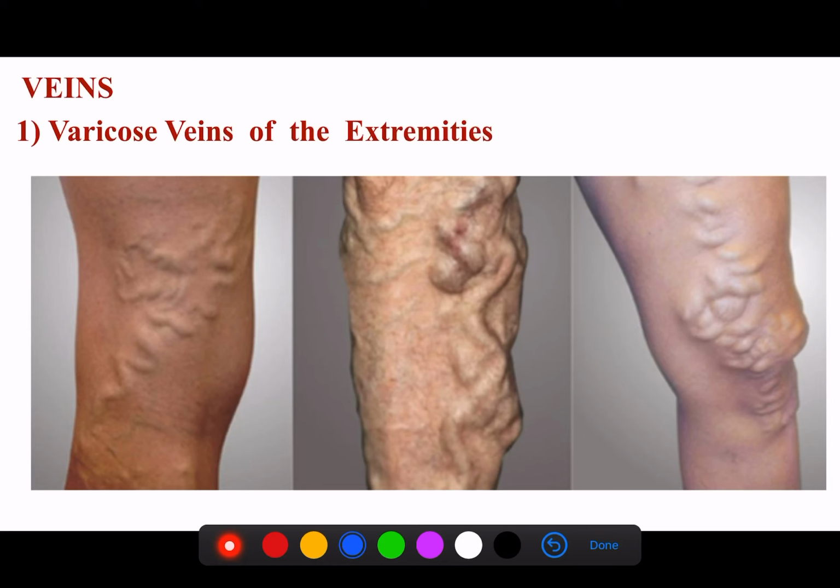As we know, the vein has a valve. This valve prevents blood from returning, due to the low pressure of blood within the vein. And when there is a defect in this valve, the blood accumulates within the vein and dilates the vein wall, which leads to varicose formation.